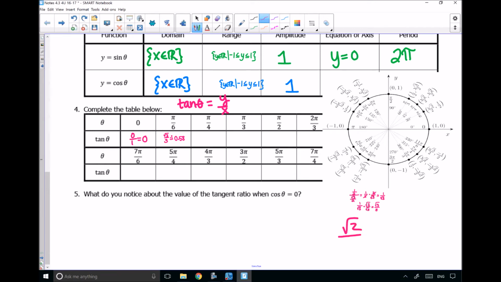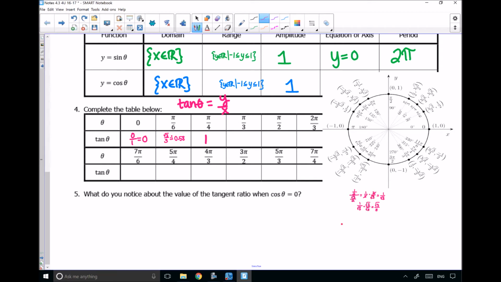Okay? When I have pi over 4, I can take root 2 over 2, and I'm going to divide it by root 2 over 2. Well, root 2 over 2 divided by itself will just give me 1, so I can just say that the tangent of pi over 4 is equal to 1. Okay? The next one that we have is at pi over 3.